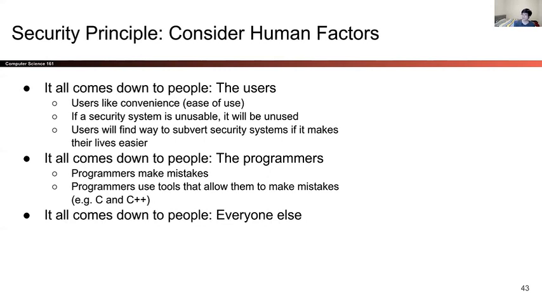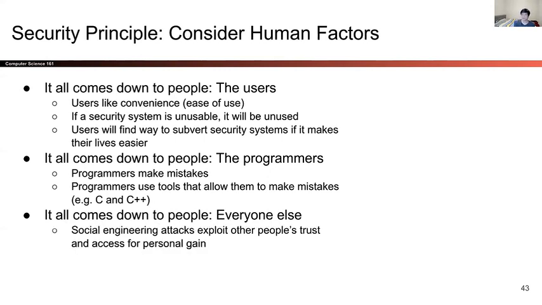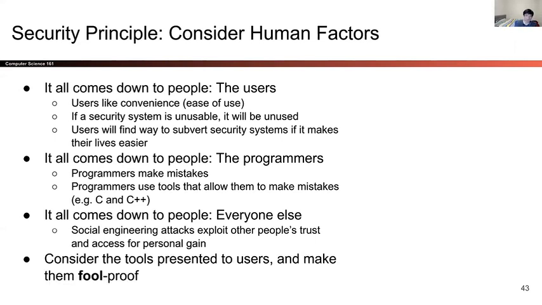And pretty much everyone else is also important when it comes to security. We see social engineering attacks, which are basically attacks that exploit trust in others. So if you call support on the phone and they grant you access because, I don't know, you called them and they wanted to be nice, that's a social engineering attack, and you're relying on their trust in you. So what this really points to is that when you consider human factors, what you should do is consider the tools that are presented to users and make them foolproof. And when I say foolproof, I mean literally, if a fool uses it, it should still be used well.